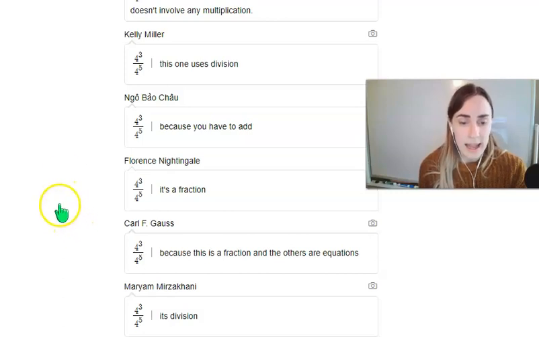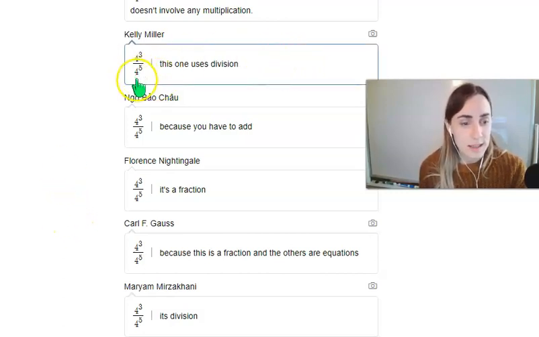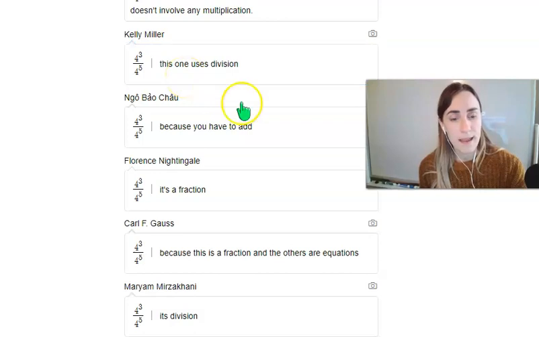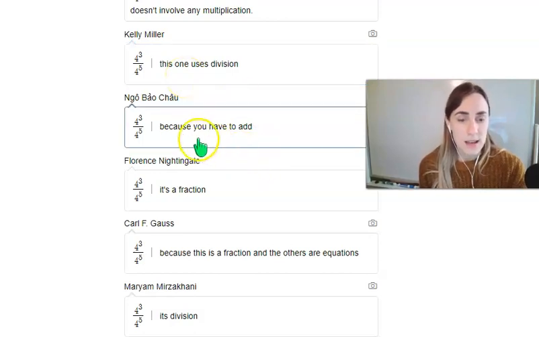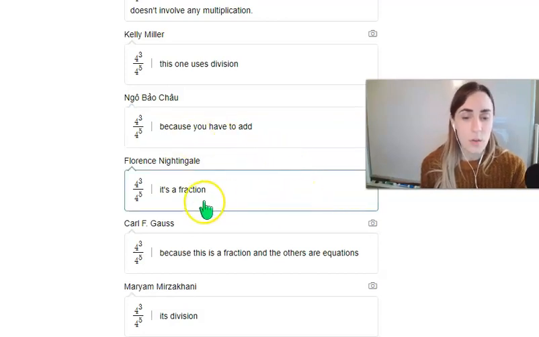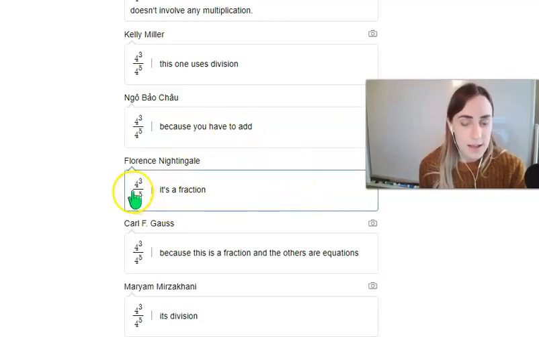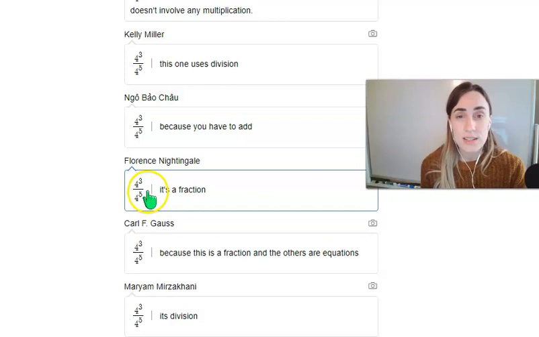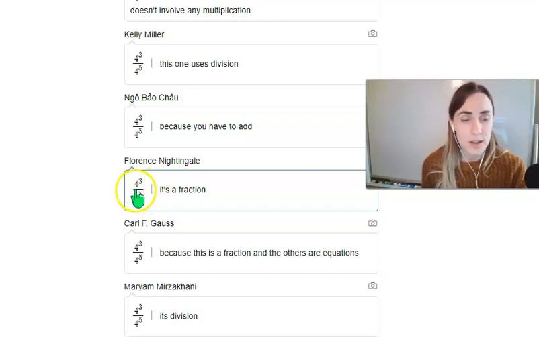Because you might have students who see that this is division, and you might have students that are just incorrect in their thinking, like this student, or still seeing the fraction bar as just a fraction and not understanding the relationship between that symbol and division.